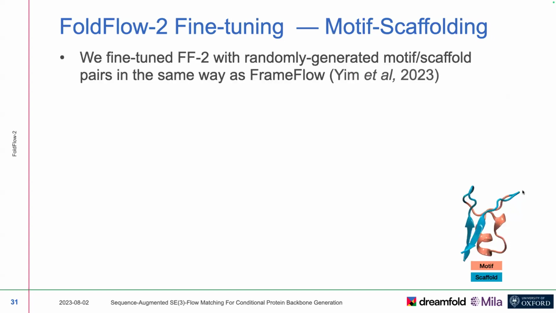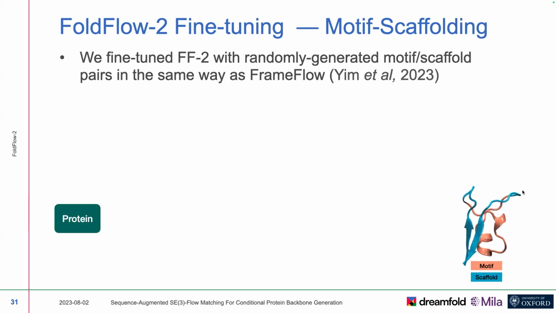For fine-tuning, we did something similar to what was done previously in FrameFlow. Essentially, we augment the data. We take the one from PDB or synthetic, so in practice PDB, and we augment it with a random motif mask. So we say, okay, part of this chain I'm going to fix, and the rest I'll try to design, to mimic this motif scaffolding task.